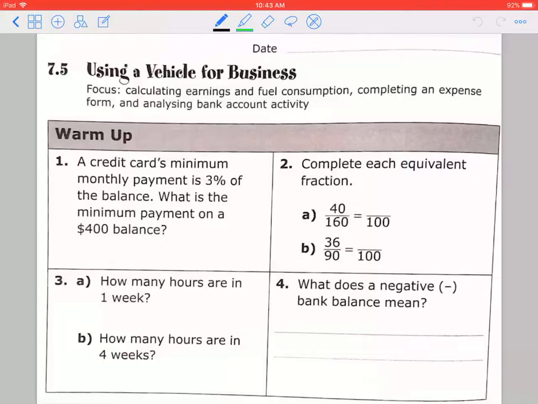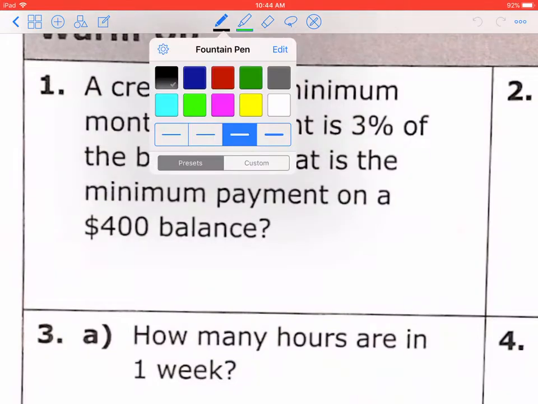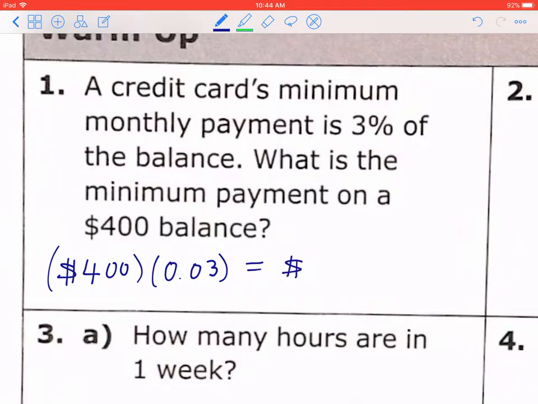Here's the warm-up. Number 1, a credit card's minimum monthly payment is 3% of the balance. What is the minimum payment on a $400 balance? Step 1. You take $400 and you multiply this by 3%. 3% as a decimal is going to be 0.03. If you take your calculator and you work this out, this equals $12.